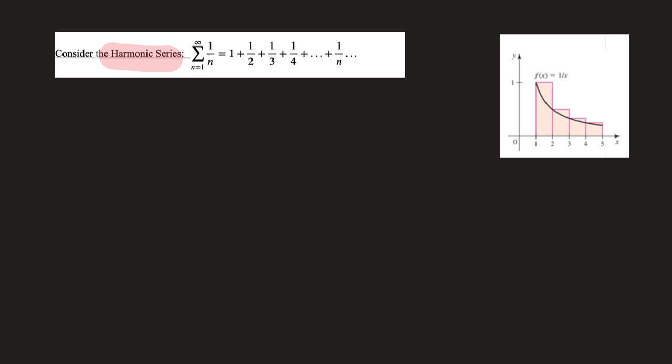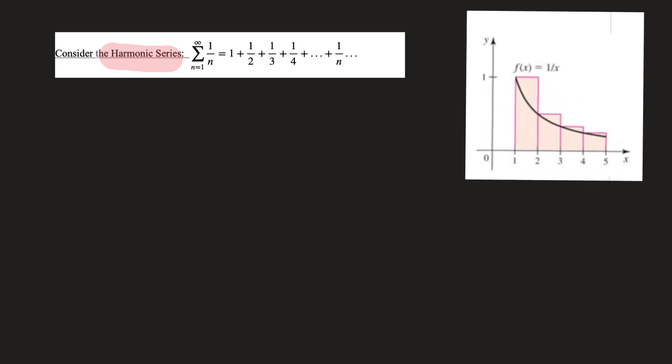Why is this one divergent? We're going to use this graph right here, guys. We're looking for rectangles above the curve this time. The first rectangle has base 1 and height f of 1, which is 1, because this height is 1. The second has height f of 2, which is 1 over 2. The third has height f of 3, which is 1 over 3.